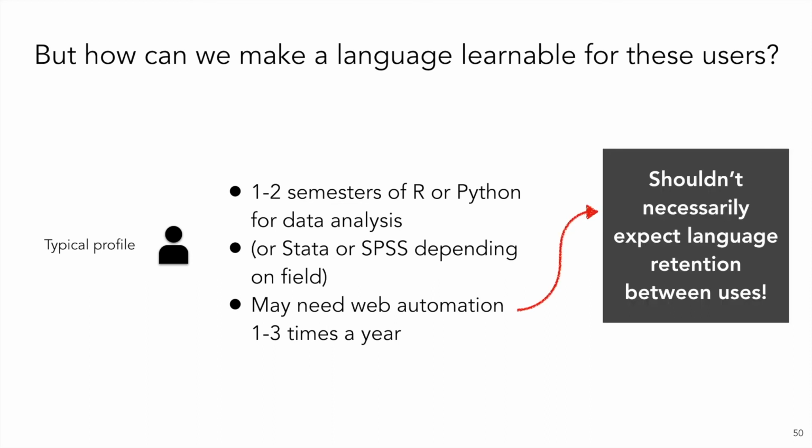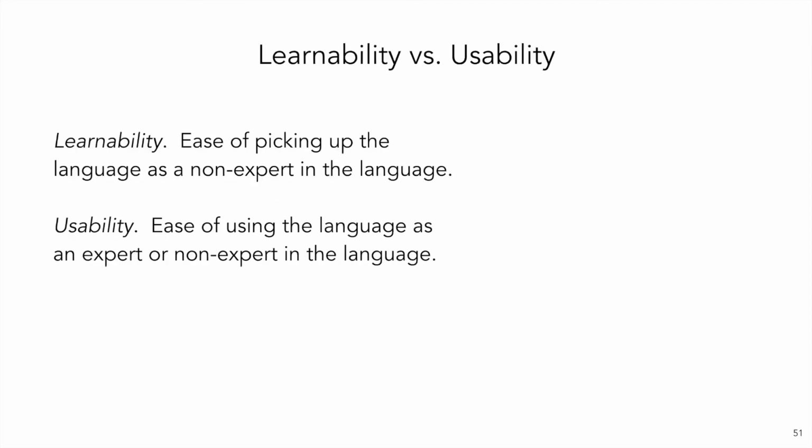And if it's not a frequent need for any particular individual, we shouldn't necessarily expect that they're going to retain the language between uses. And so this leads me to drawing a particular distinction that I suspect many folks have already thought about. But that's the difference between learnability and usability. So usability, that's going to be about whether you're an expert or a non-expert, how easy it is to use the language. But learnability is specifically putting the focus on how long does it take, how hard is it for users to get from really not being used to the language, being accustomed to the language, to comfortable using it, can actually do the tasks they need to do.